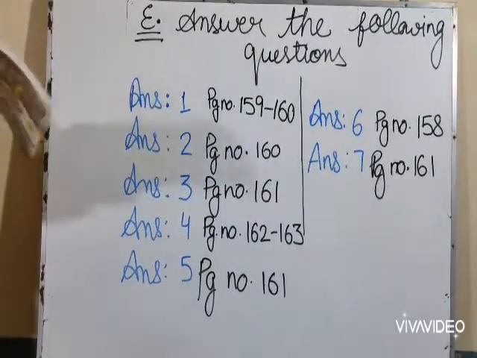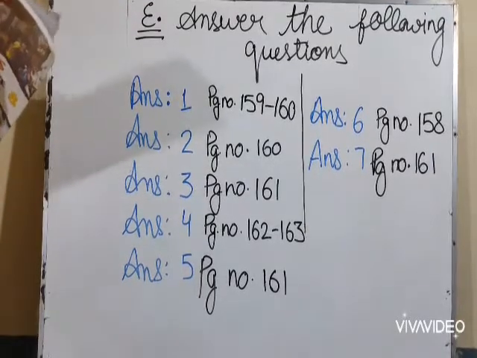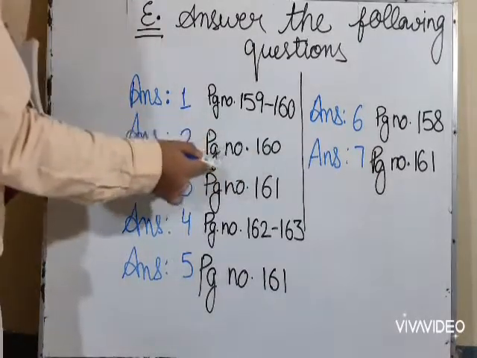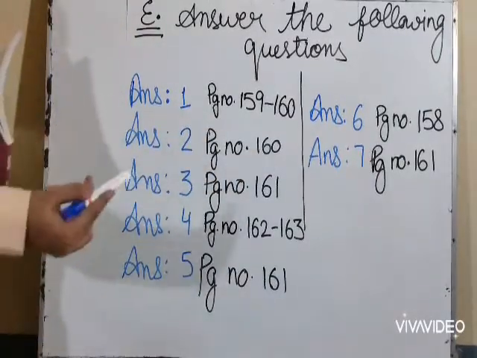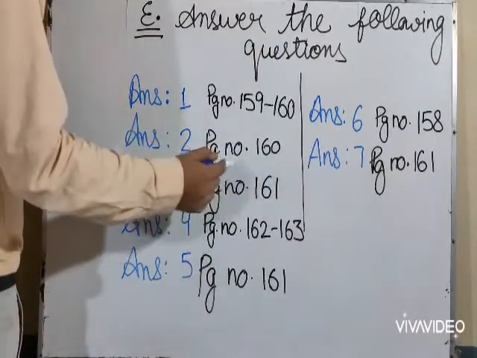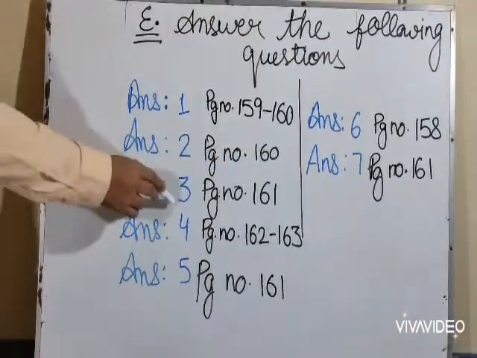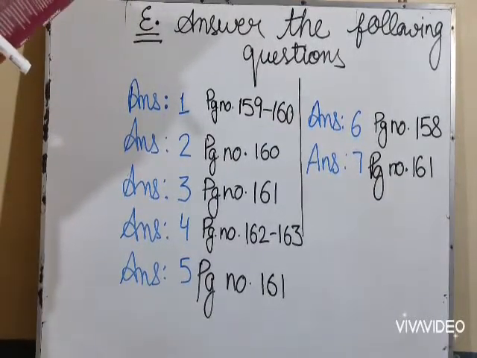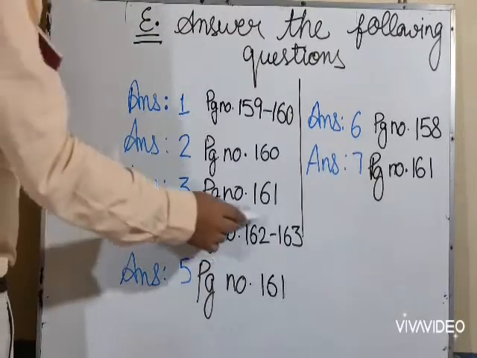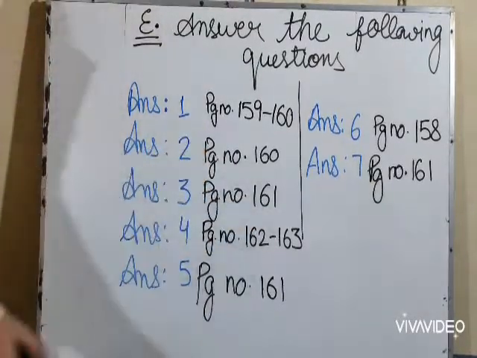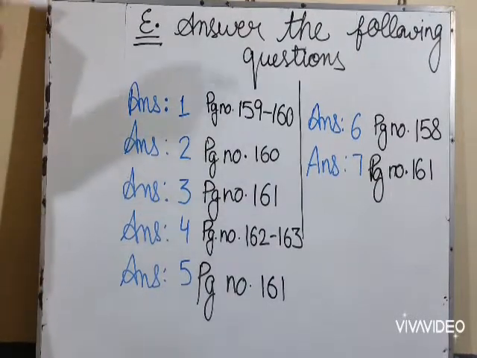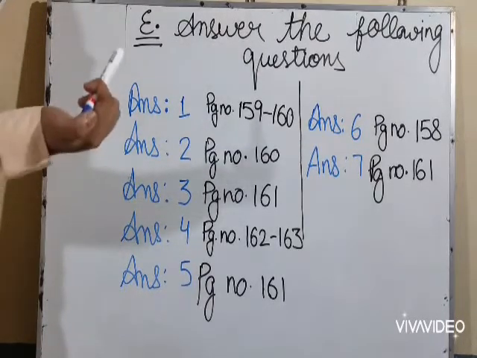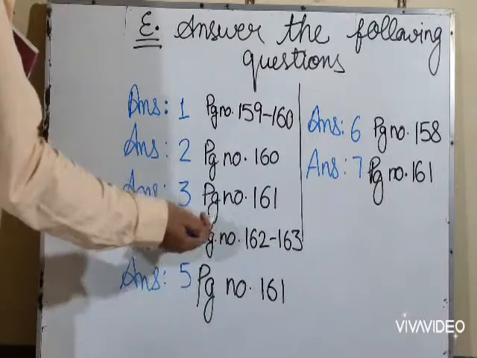Now question number 2 is, what is the composition of Rajya Sabha? As I have told you, on page number 160 you will get the heading, the Rajya Sabha, in which you will get the answer, the composition of the Rajya Sabha. Now question number 3 is: explain the procedure of passing a money bill. You have to open page number 161. There is a heading, money bill, in which you will get your answer after reading that paragraph and listening to my video class.